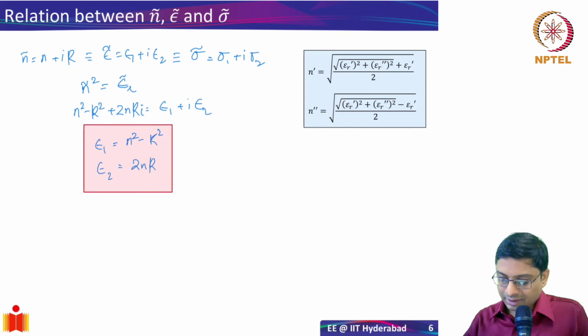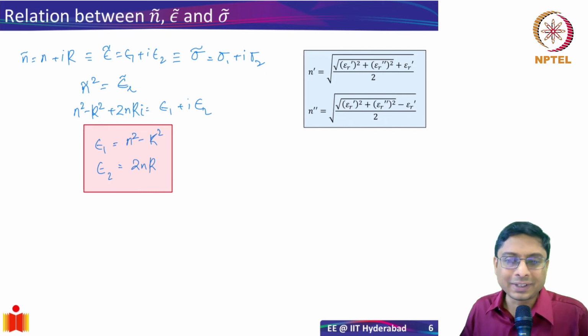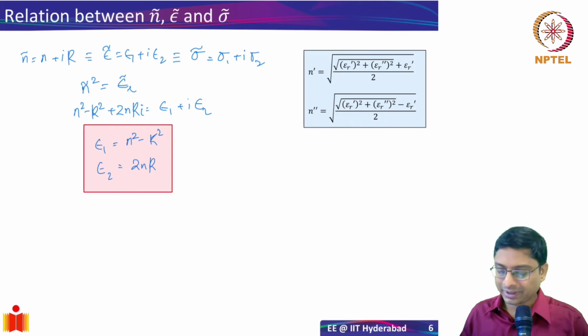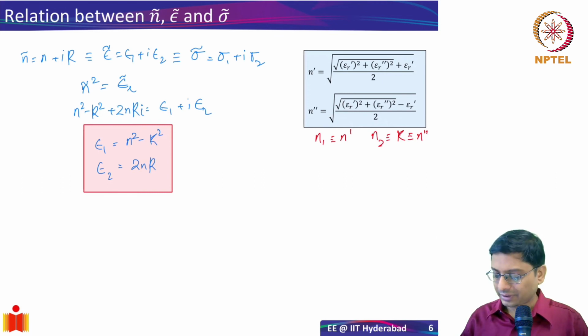Oh, by the way, the notations can sometimes be slightly different, but we understand what it means. I said N1 is the real part of the refractive index. In some other cases, people use N prime. For the imaginary part, I call it N2. Sometimes people call it kappa or N double prime. They're all equivalent. There's no real difference, it's just the notation.